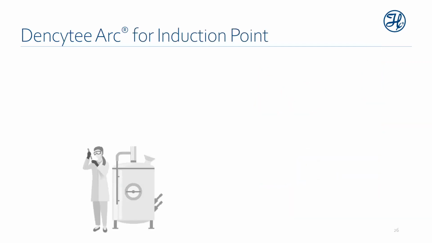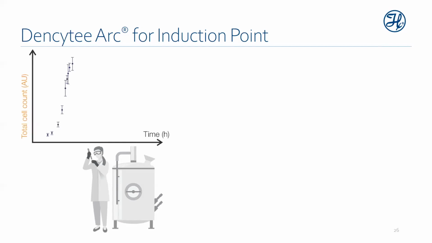Now let's look at a couple applications for Dencytee Arc. The first one I want to point out is something early on in the process. Let's say you have a fermentation where you need to induce. Historically, this would have been done by taking offline samples if you're looking for a specific density or a specific TCD value to induce at. You would take a series of grab samples to try and find this specific value. And this is cumbersome, time consuming, and while you can get pretty close, it's technically speaking imprecise.